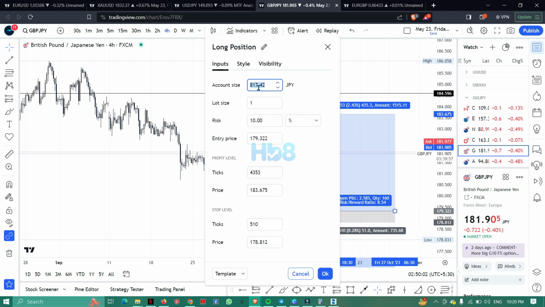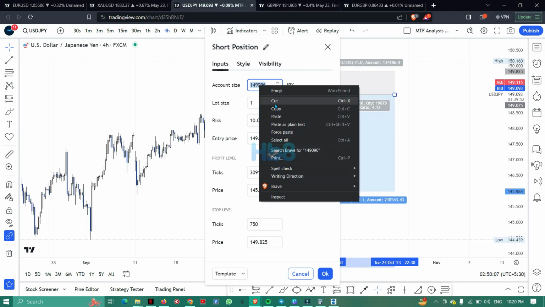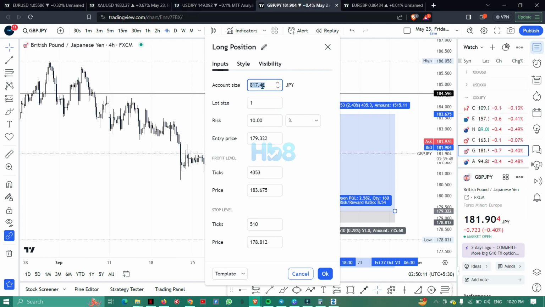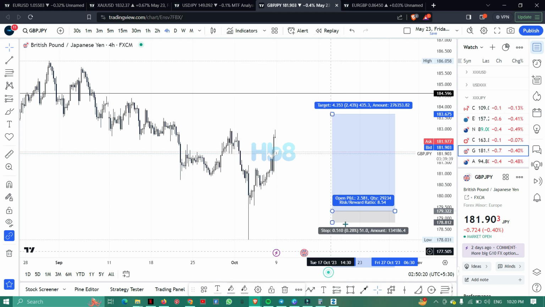So what you need to do is basically just convert your account balance of $1,000 to JPY. We have done that already, I don't want to go through that. So just do that and input it here. Now, input your risk, that is all, and click on OK.